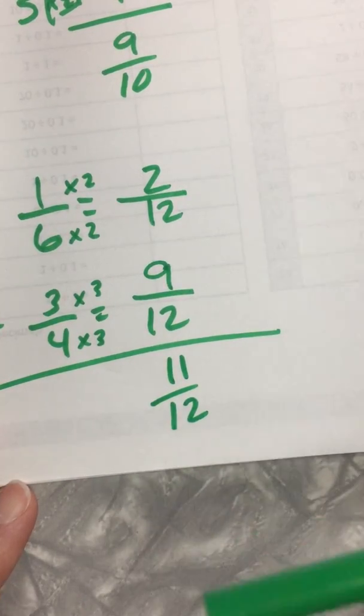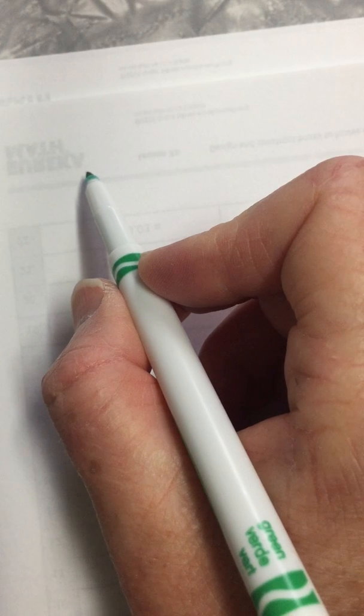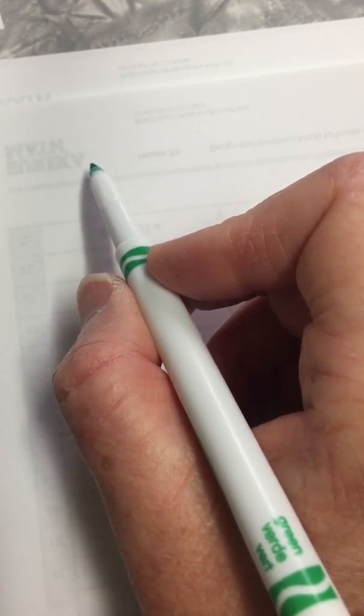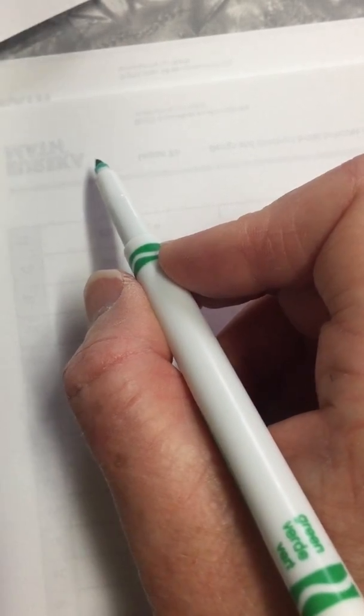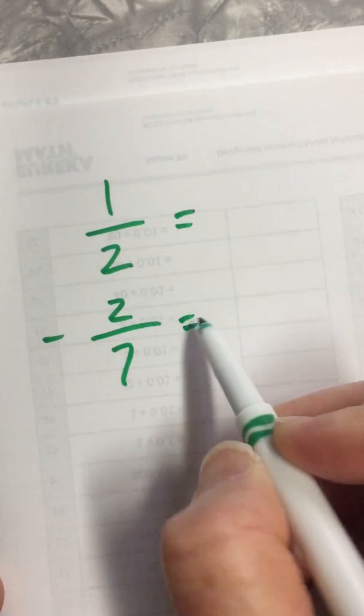Okay, so similarly, when I am subtracting, I need to also have a common denominator. So if I have a problem where I'm subtracting fractions, I might do something like 1/2 minus, let's say, 2/7. Okay, I could over here count by 2s, 2, 4, 6, 8, 10, 12, 14, 16, 7, 14.